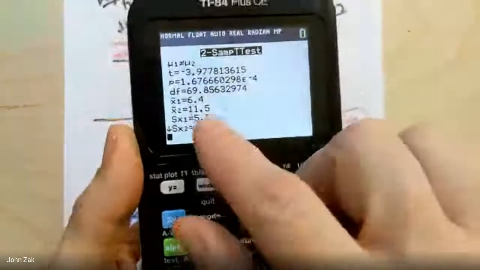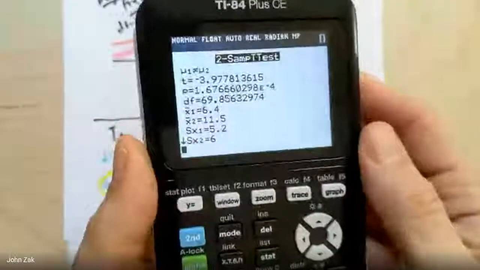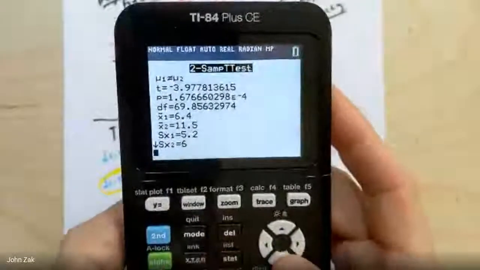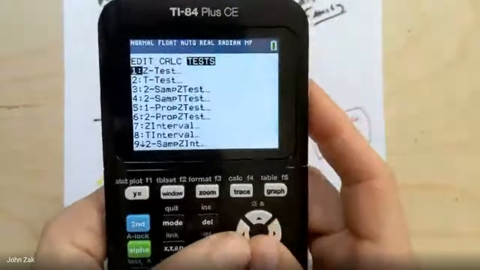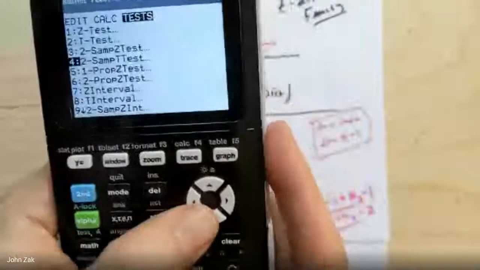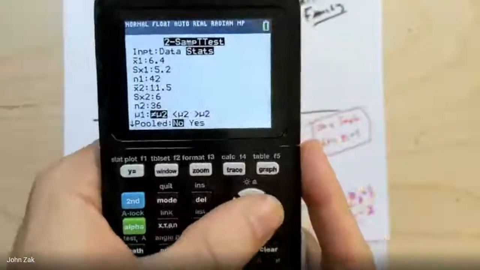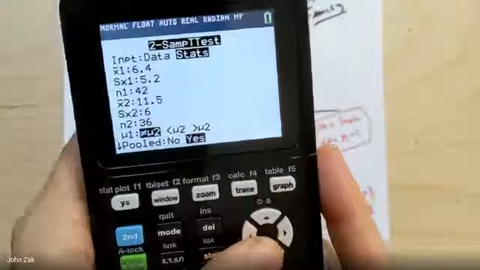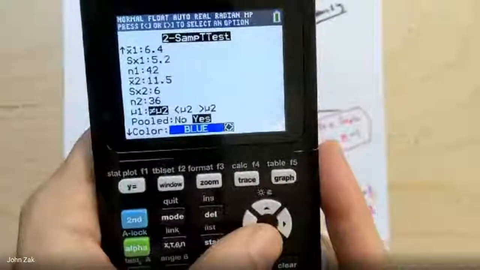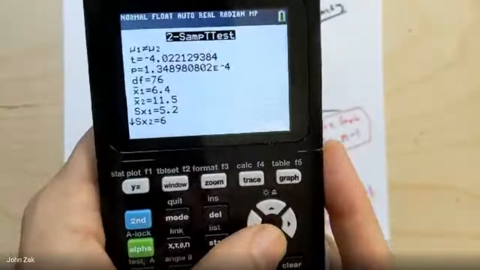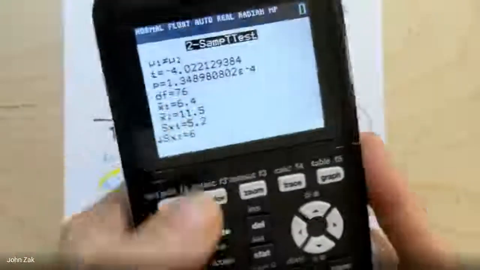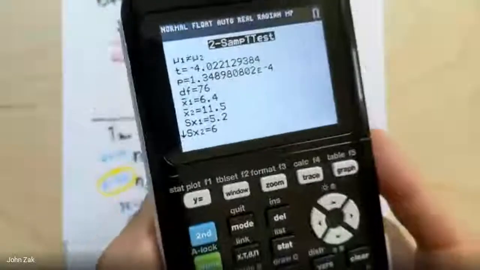You didn't have to do it. It just does it for you. And you just know that it's right. Now, if I pool, just so you see what happens, if I go to a 2-sample t-test and I say, oh, pooling, Mr. Zach said never to pool, but let's just say we did, then if you hit calculate, you got degree of freedom of 76.